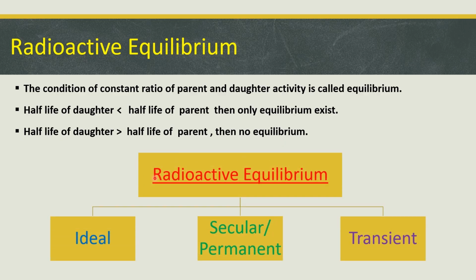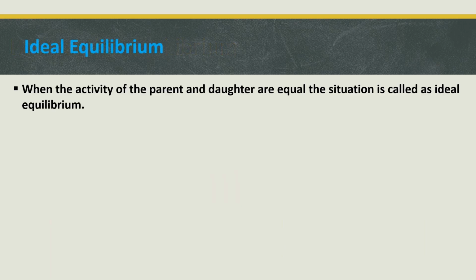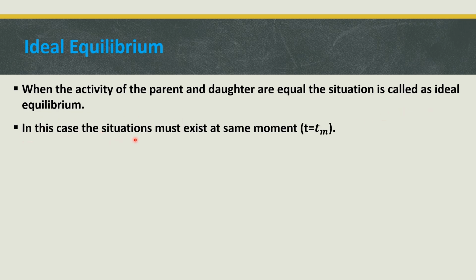Okay, so radioactive equilibrium is divided into three parts. One is ideal equilibrium, second is secular or permanent equilibrium, third is transient equilibrium. We will discuss them one by one. First one is ideal equilibrium. What is ideal equilibrium? When the activities of parent and daughter are equal, this situation is called ideal equilibrium. In this case, the situation must exist at the same moment, t equals tm.